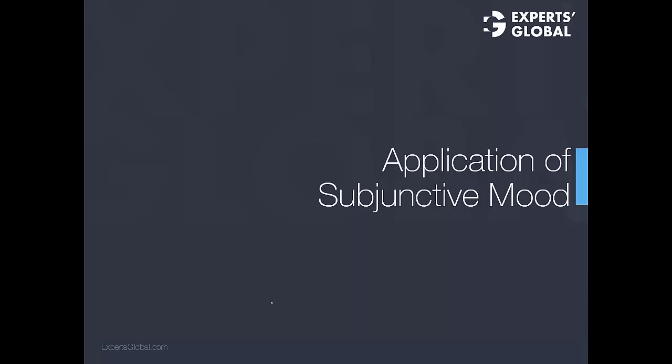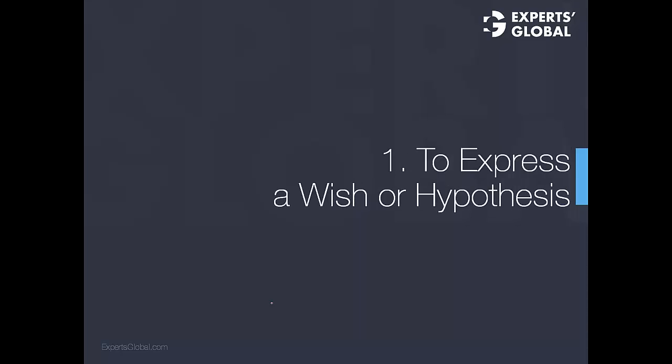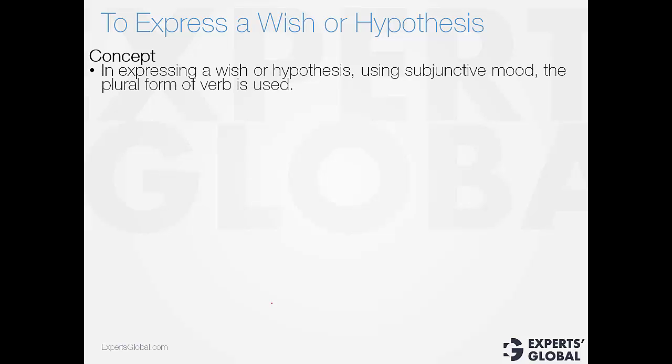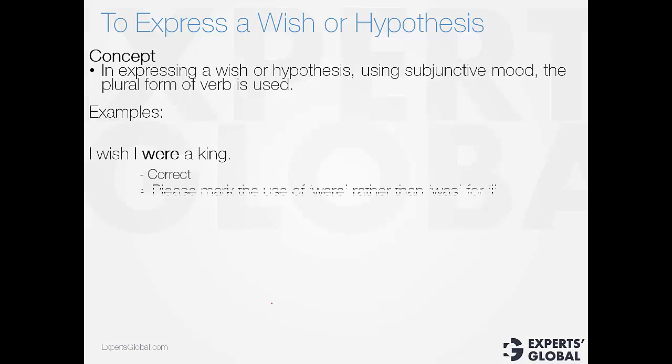Application of subjunctive mood. The first and the most common usage of subjunctive mood is to express a wish or hypothesis. The concept: in expressing a wish or hypothesis using subjunctive mood, the plural form of verb is used. Examples: I wish I were a king. This is a correct sentence. Please mark the usage of were rather than was here. This is the correct usage.